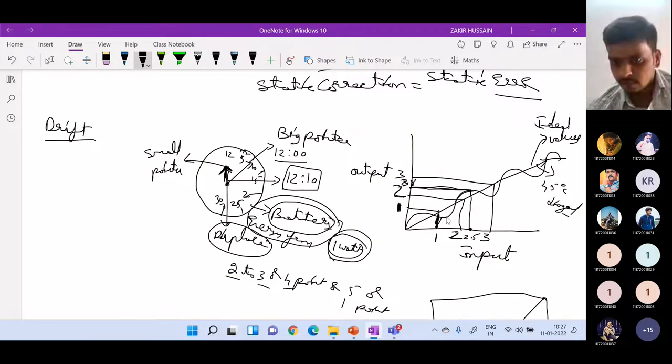Then if you observe at this peak, if the value is 1.5, will the corresponding y-axis value be less than or greater than here? This is the peak.